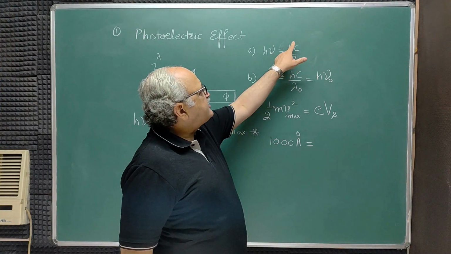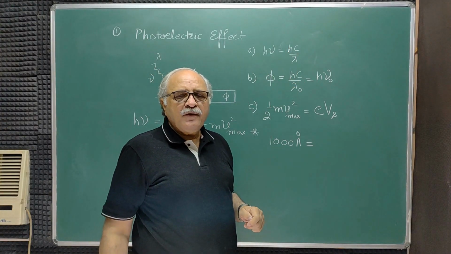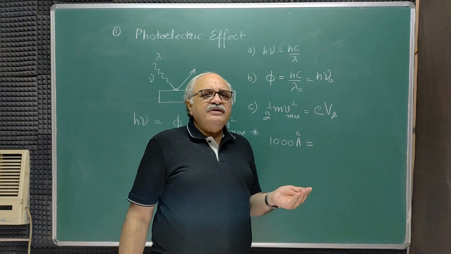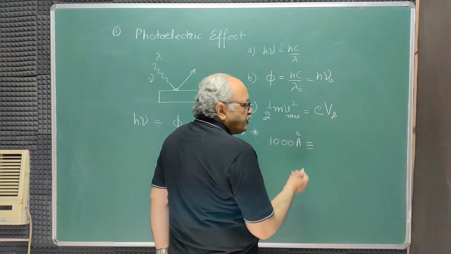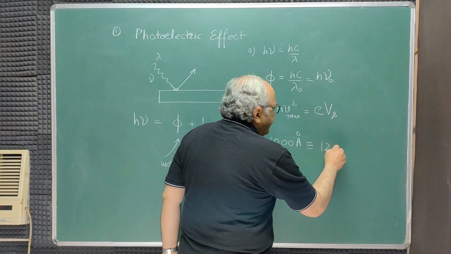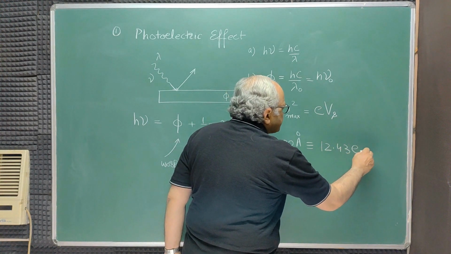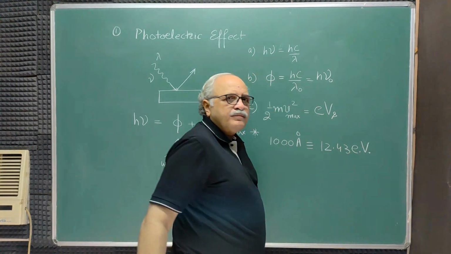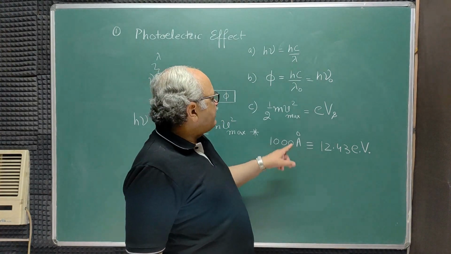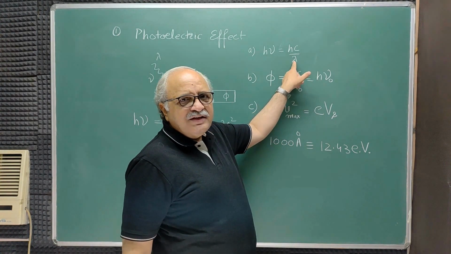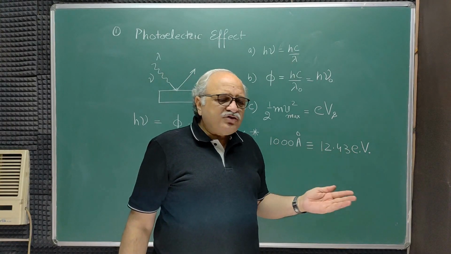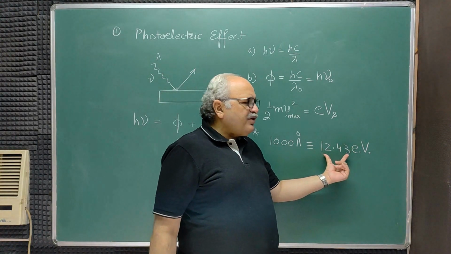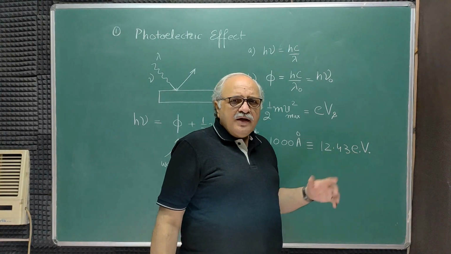You may use this relation to get it, but there is a pre-calculated value. The 1000 angstrom is equivalent to 12.43 electron volt. You can check it yourself. Put the value of 1000 angstrom for wavelength, and convert this energy into electron volt. You will find this comes out to be 12.43 electron volt.